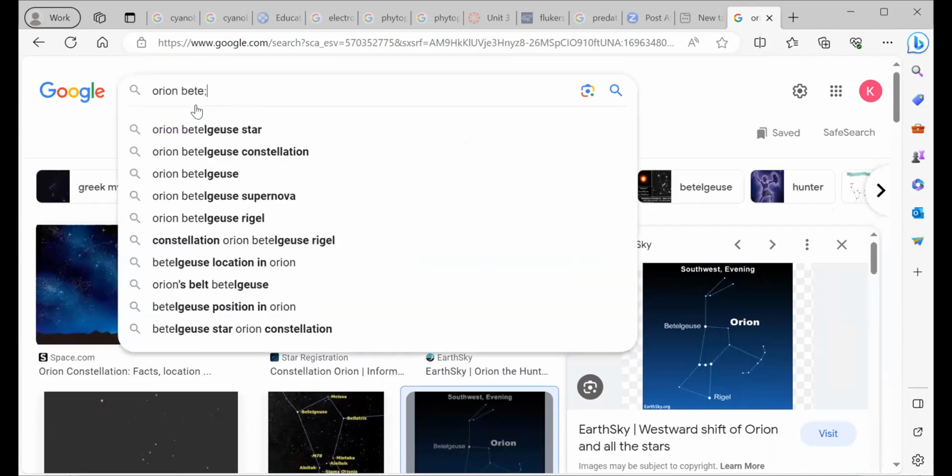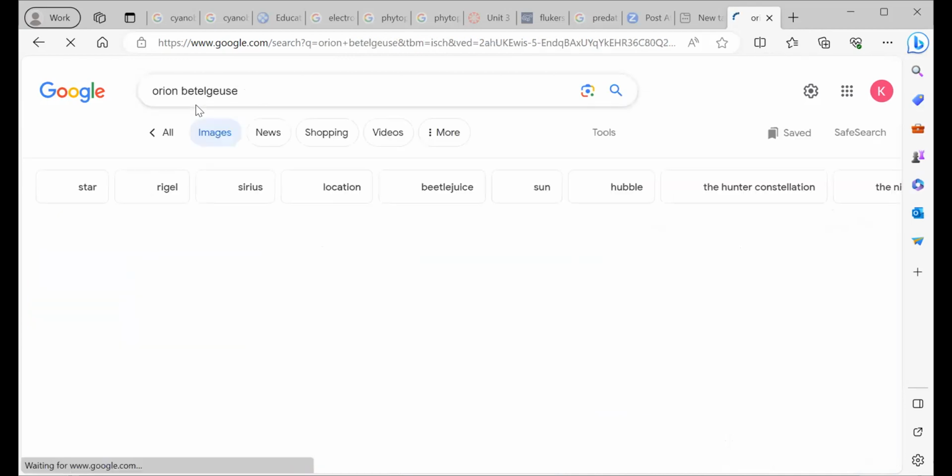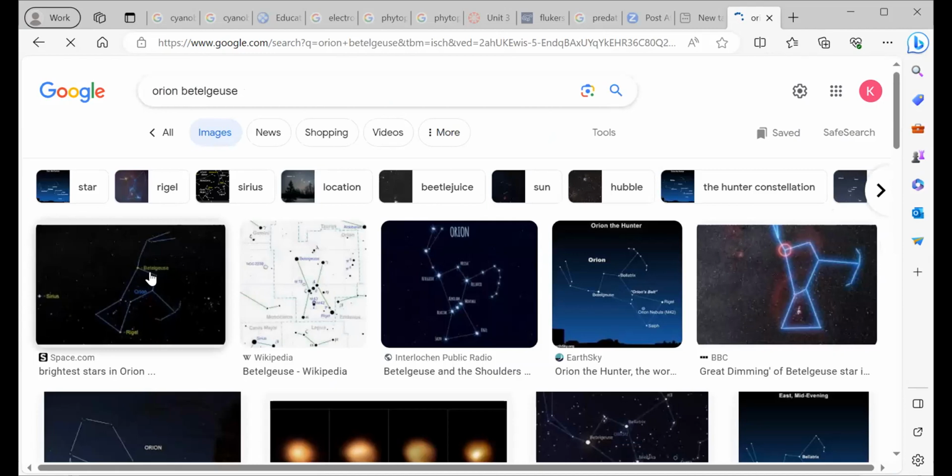Orion, Betelgeuse. Which one is it? Okay, it's Orion's shoulder. You've got one arm holding out the shield, and the other arm holding his arm up. It looks like Betelgeuse is his shoulder. I always thought it was his foot.